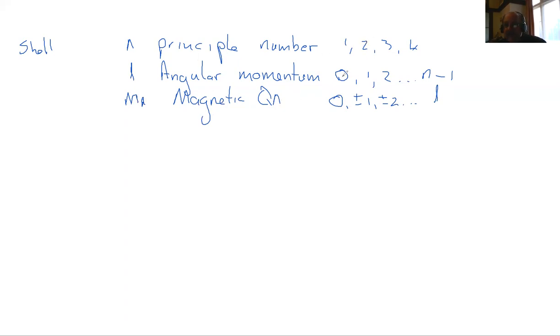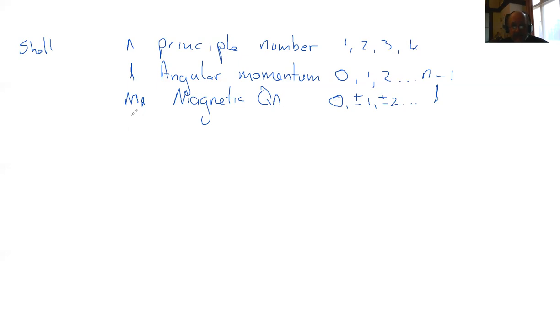When n is equal to 2, l can be 0 or 1. When l is 0, m_l is 0, and when l is 1, m_l can be minus 1, 0, or positive 1. We're going to start with the lowest number and work our way through. When n is equal to 3, l can be 0, 1, 2. So m_l can be 0, 0, plus or minus 1, plus or minus 2.